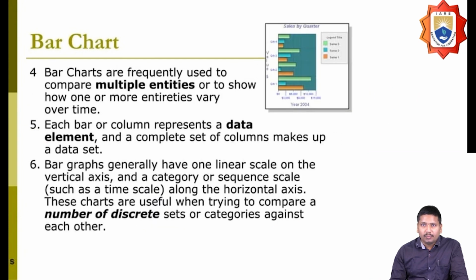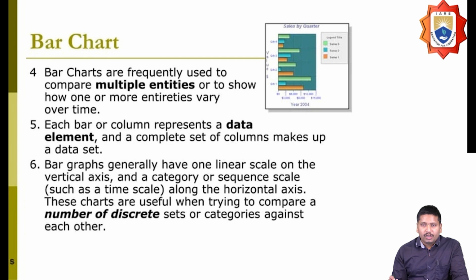Normally the bar chart is used frequently to compare multiple entities, showing two or more entries over time. Each bar or column represents a data element, and the complete set of columns makes up the data set. The bar graph generally has one linear scale on the vertical axis and a category or sequence scale along the horizontal axis. These charts are useful when you are trying to compare a larger number of discrete data sets or categories against each other.